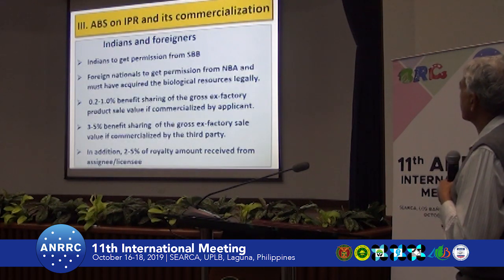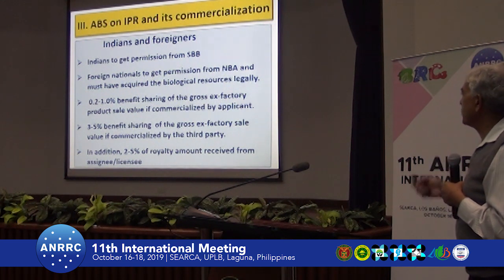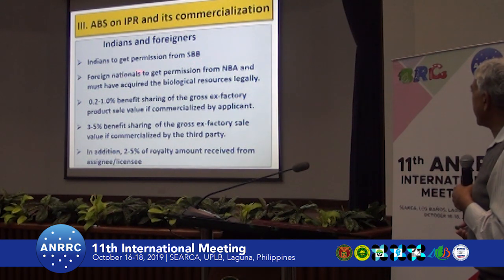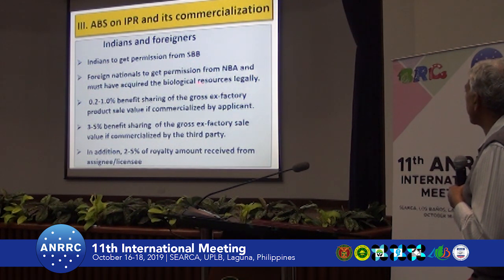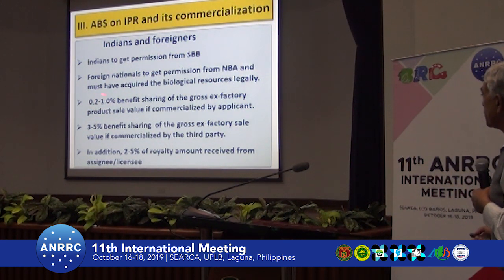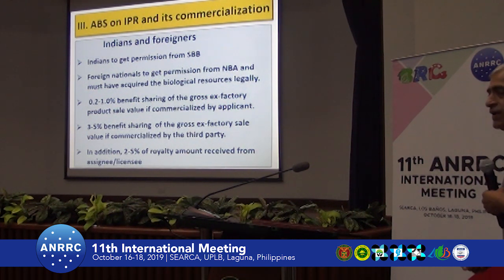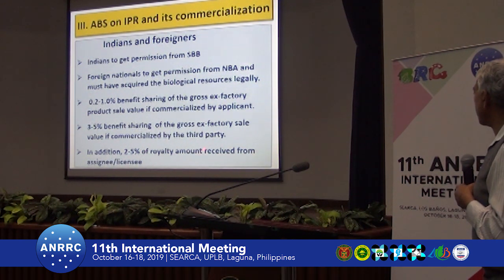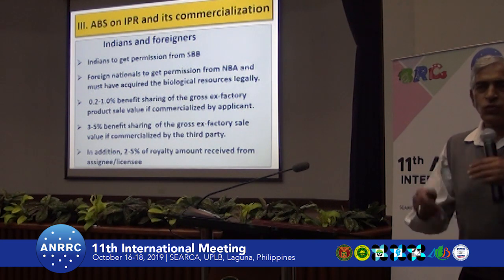Coming to ABS on IPR and its commercialization, applicable to both Indians and non-Indians. Indians get permission from SBB, foreign nationals get permission from NBA, and must have acquired the biological resources legally. They have to pay 0.2 to 1% benefit sharing of the gross ex-factory sale value if commercialized by the applicant, and 3 to 5% of the gross ex-factory sale value if commercialized by a third party. Right? And in addition, 2 to 5% of the royalty amount received from the assignee of the license also has to be paid. So rules are fixed.